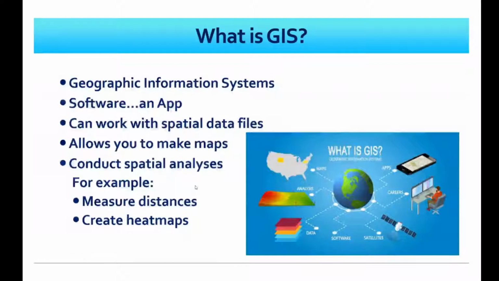So what is GIS? Well, first off, it's an acronym. It stands for Geographic Information Systems. So it's software or an app, and it's software that can work with spatial data files. As such, it also allows you to make maps and conduct spatial analyses. And a spatial analysis is, in its simplest form, just getting information out of the data. For example, measuring distances on a map or creating heat maps.